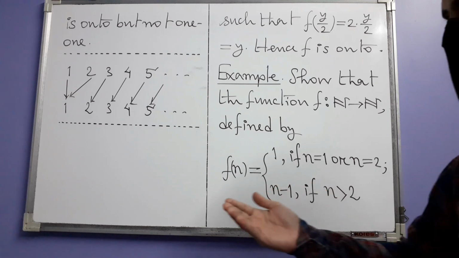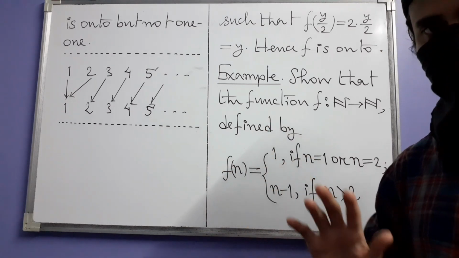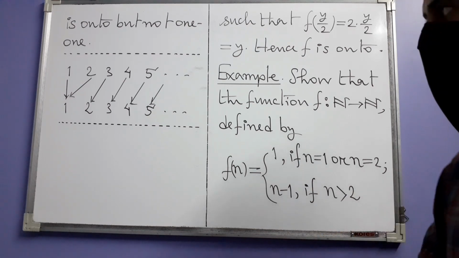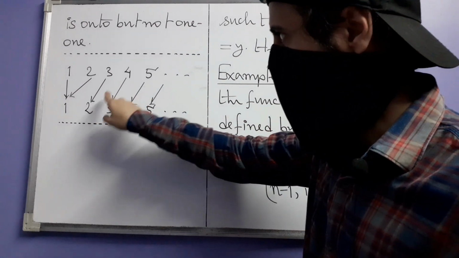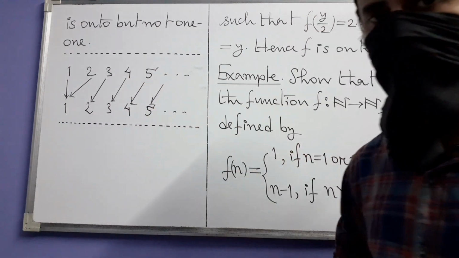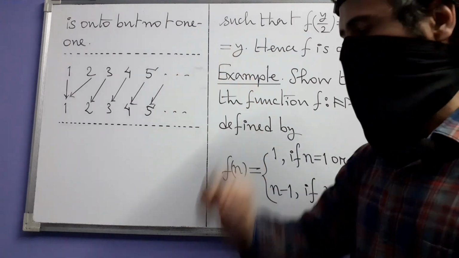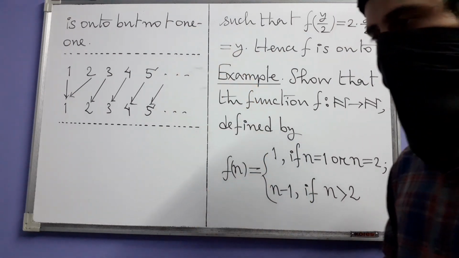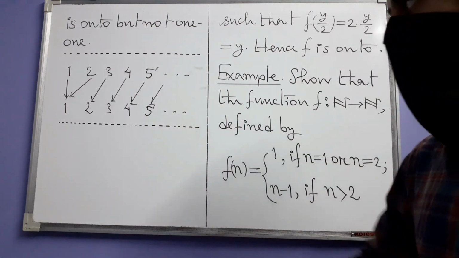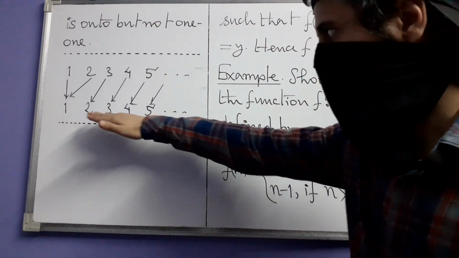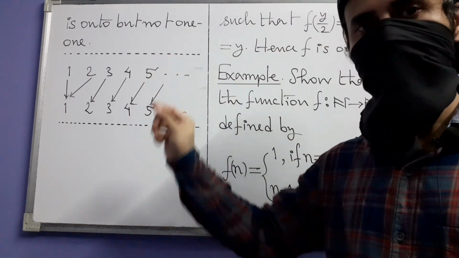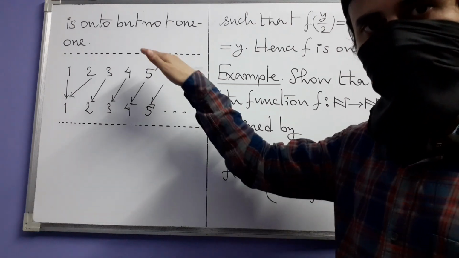Otherwise, if the input is greater than 2, say 3 or 4 or 5 or some such number, then the output is 1 less than the input. If the input is 3, output is 2. If it's 4, then 3. If 5, then 4. And from 6, we will get 5. So that's how the function looks. And from this look, you can immediately see that it is actually onto. Why? Because every element in the second n is coming from somewhere, is the image of something under the function from the first set.